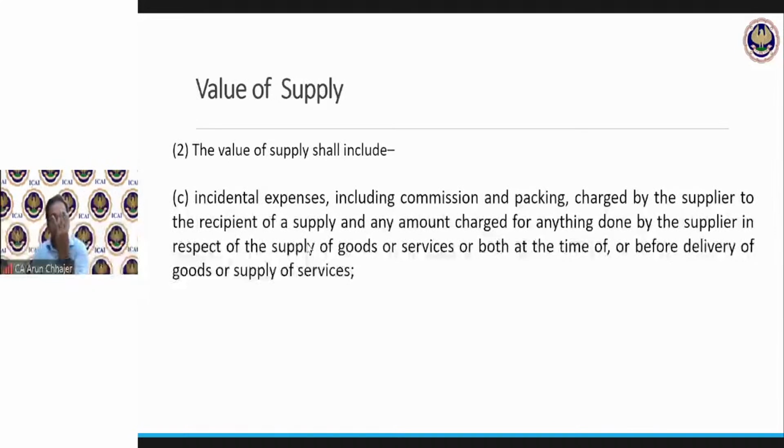Always apply 3 tests. Whether it is the responsibility of the supplier? Yes. Whether it is being incurred by the recipient? Yes. And third, most important, whether by this amount the value of the invoice has been reduced. If yes, then please add back. Clear? Confirm once, then we move to clause C.